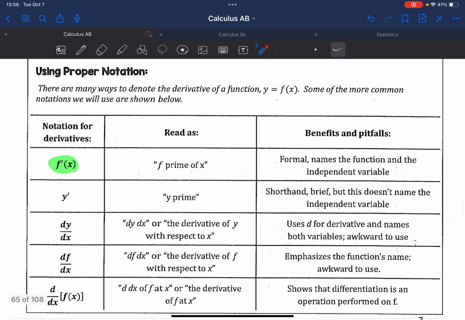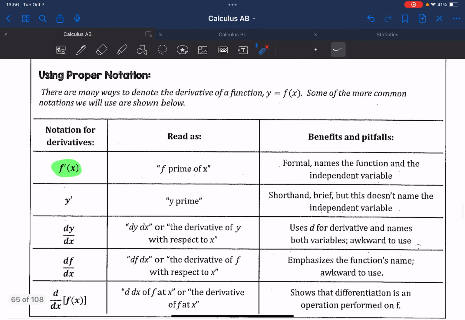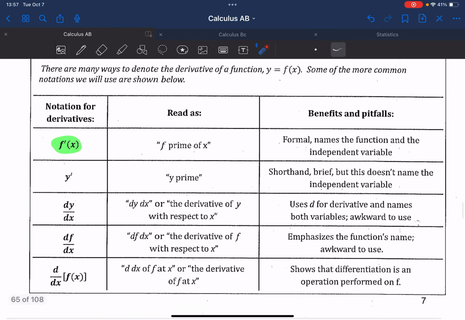Some proper notations. Okay, so off to the left are all different types of notations of the derivative. The most common one you're going to see is most likely the first two. Not to say you won't see the other ones, but these first two are the most common.